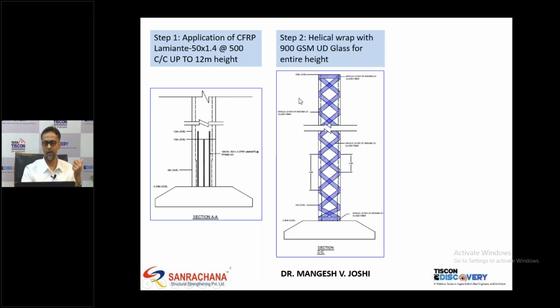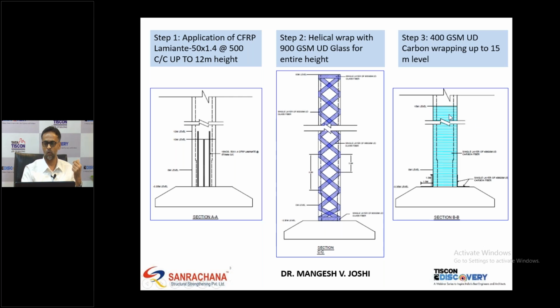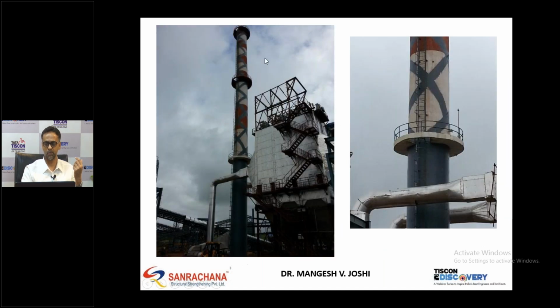Then we did a helical wrapping for the entire chimney to take care of shear and bending at the top, and the base was wrapped up to 12 meters. We wrapped the base entirely. So these are the photographs. This is the chimney, and as you can see, the bottom is put with carbon laminate, followed by wrapping, and above that helical wrapping was done.